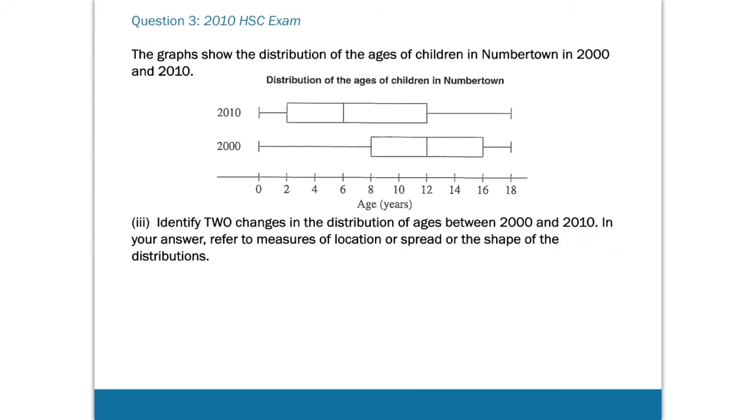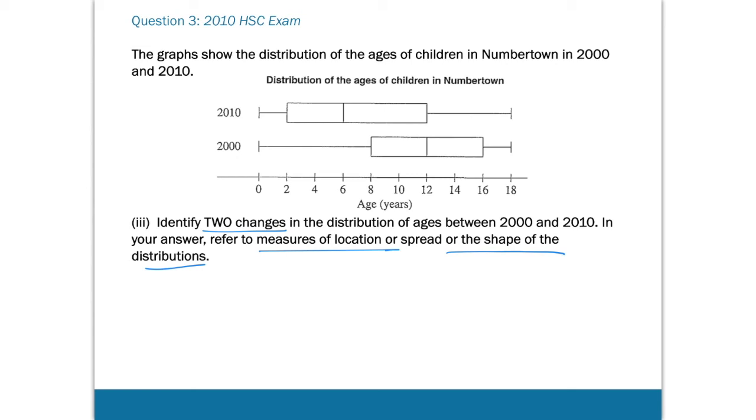Okay, part 3. Identify 2 changes in the distribution of ages between 2000 and 2010. In your answer, refer to measures of location or spread or the shape of the distributions. So we know the shape of the distributions is referring to skewness. And then in measures of location and spread, we can talk about median, interquartile range, any location measure that you can think of.